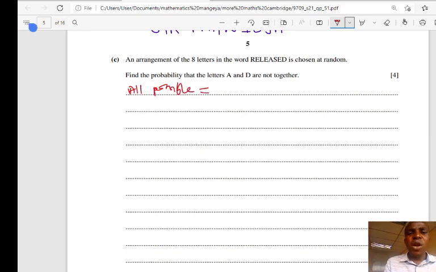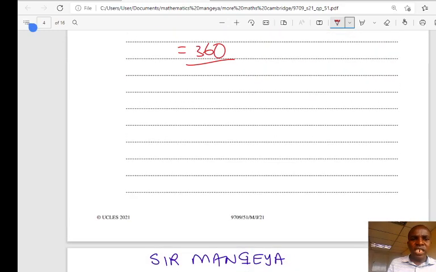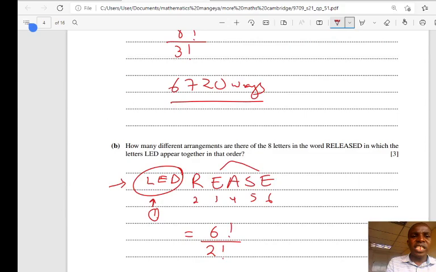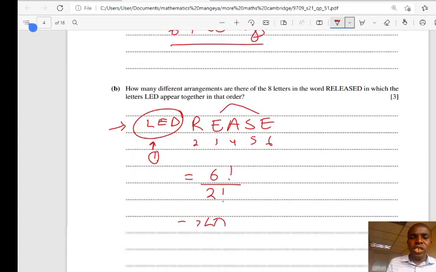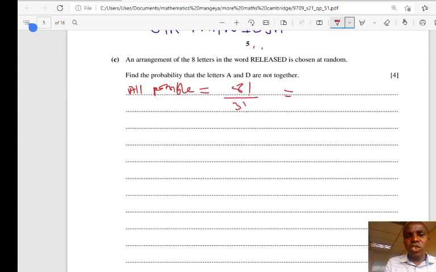Right, you just count here. 1, 2, 3, 4, 5, 6, 7, 8. It is 8 factorial over the repeated letters, we have 3 E's, over 3 factorial. This one is the same as what we have done here in the first part, so we must get the same answer, 6720.